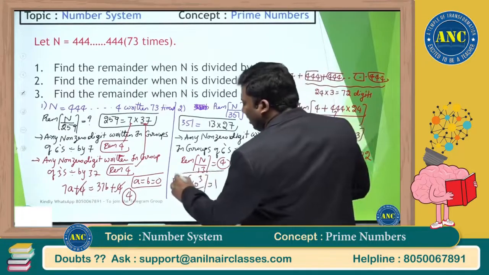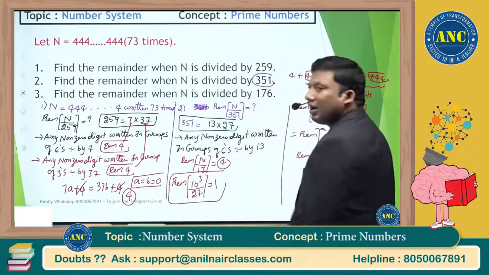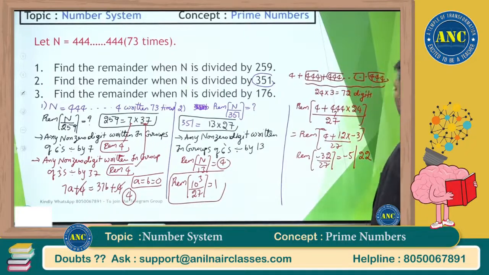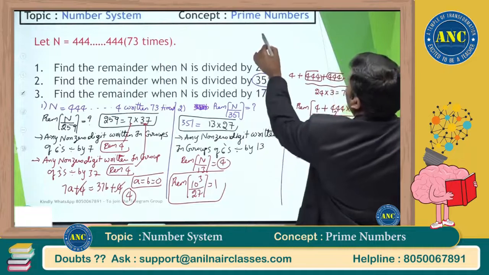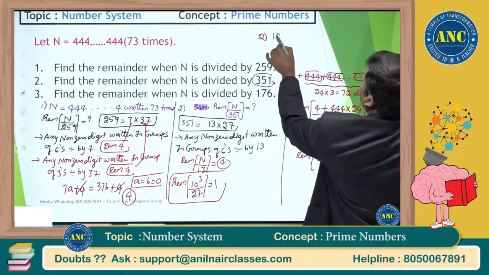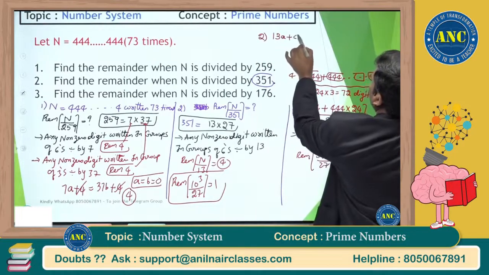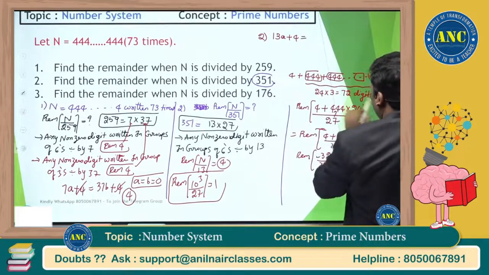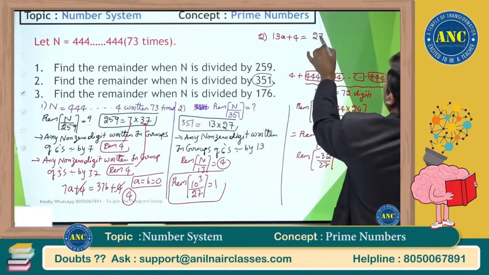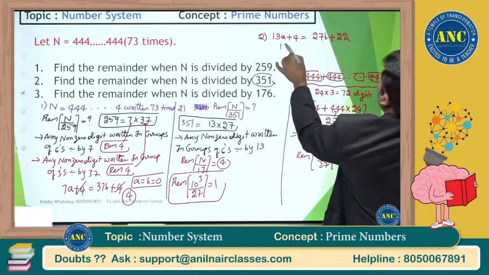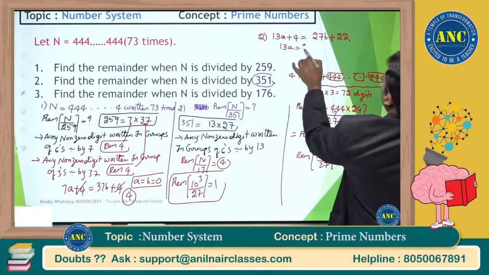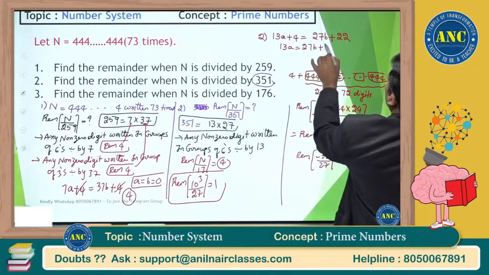Divisibility rule for 27 is start from RHS, take a group of 3 digits. So I got 2 cases. I am doing the second one here. When I divide by 13, I got a remainder 4. When I divide by 27, I got a remainder 22. So 13A is equivalent to 27B plus 18.